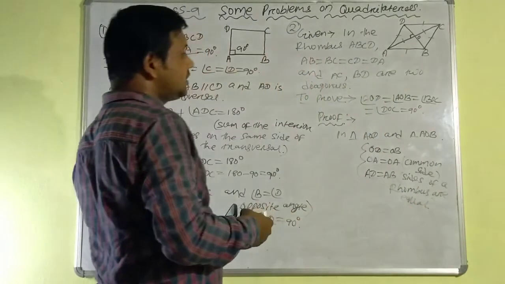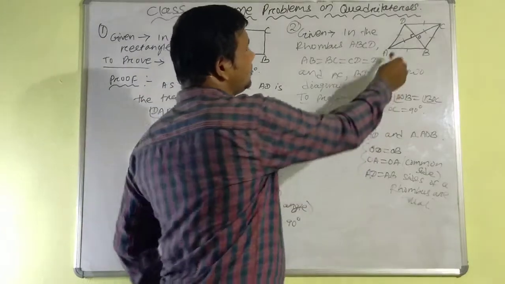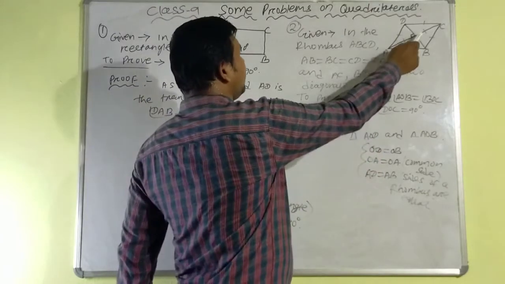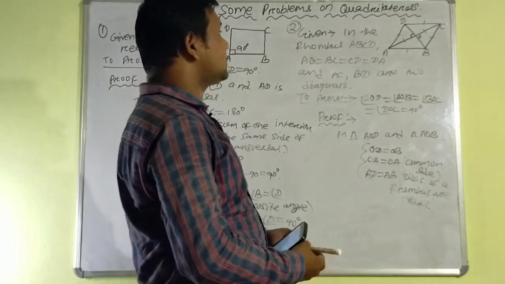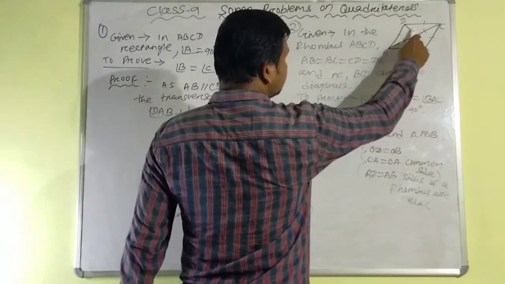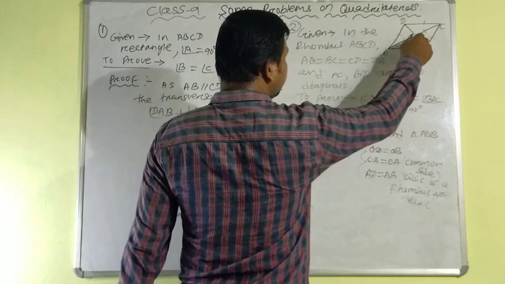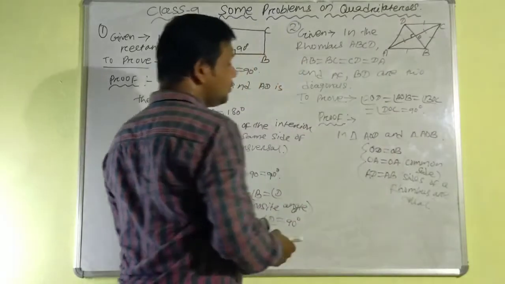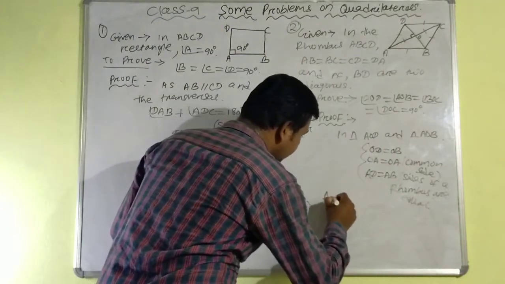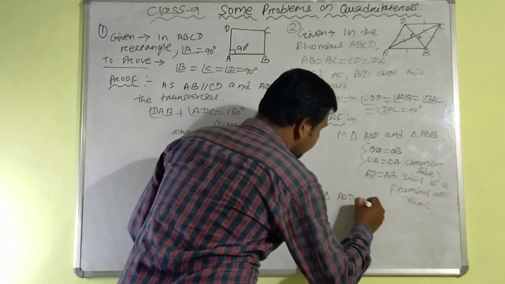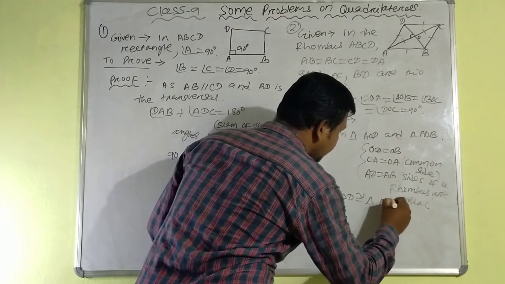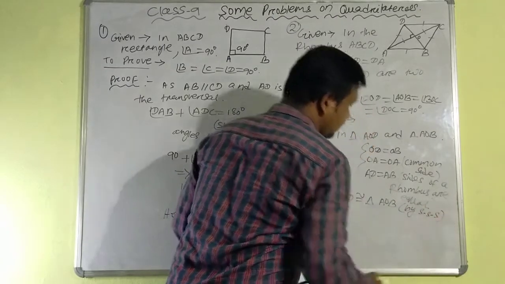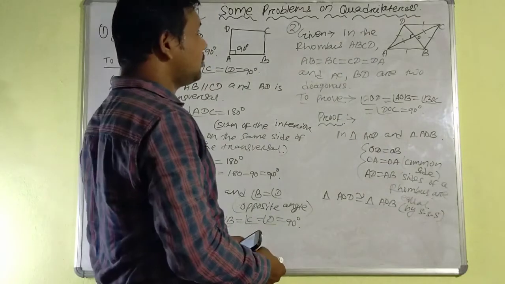So we got 3 points common on the two triangles. Now we can easily say the triangle AOD and AOB are congruent by OD equals OB given, OA also given equal to OA, and AD equal to AB. So triangle AOD is congruent to triangle AOB by SSS criteria.